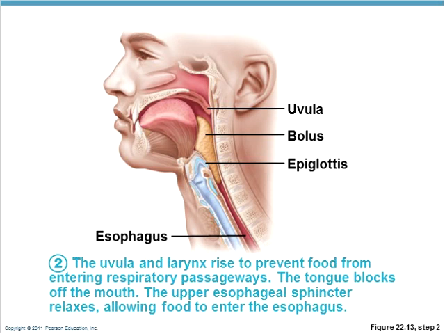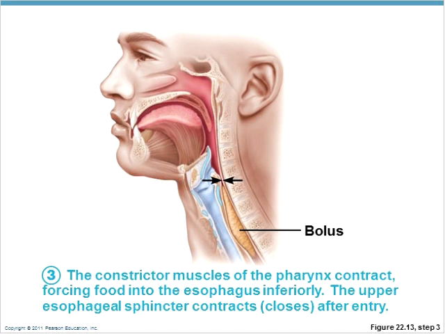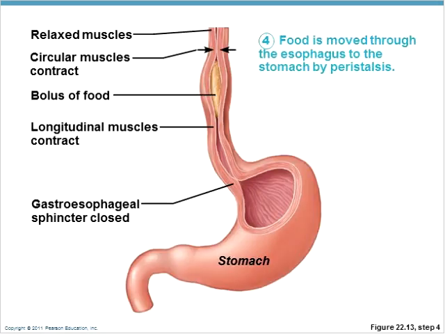The tongue blocks off the mouth. The upper esophageal sphincter relaxes, allowing the food to enter the esophagus. The constrictor muscles of the pharynx contract, forcing food into the esophagus inferiorly. The upper esophageal sphincter contracts and closes after entry, so it closes off any regurgitation, if you will. The food is moved through the esophagus to the stomach by peristalsis.